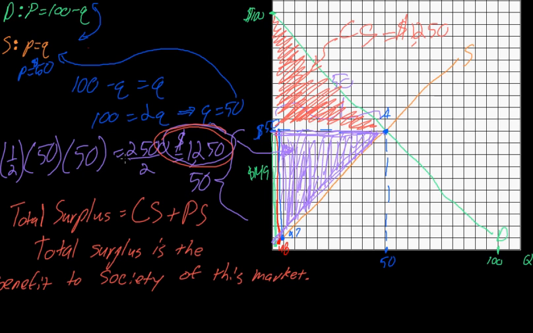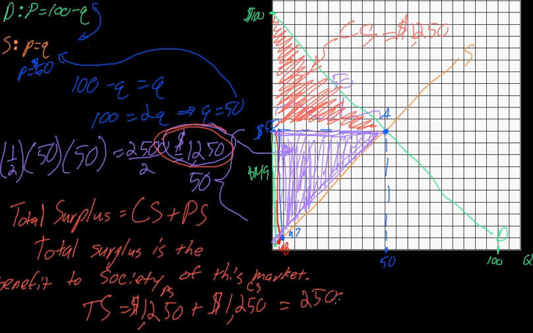And so in this example, total surplus is equal to $1,250, which is our producer surplus, plus another $1,250, which is our consumer surplus. So total surplus is $2,500.